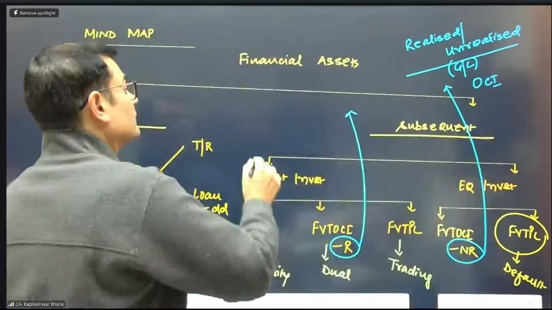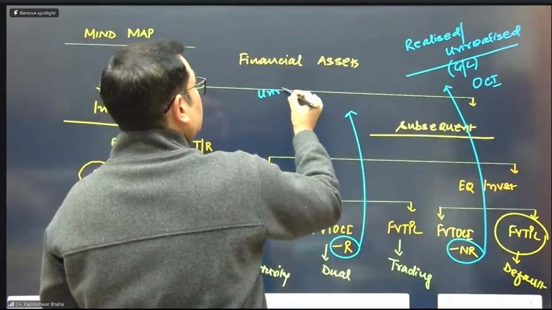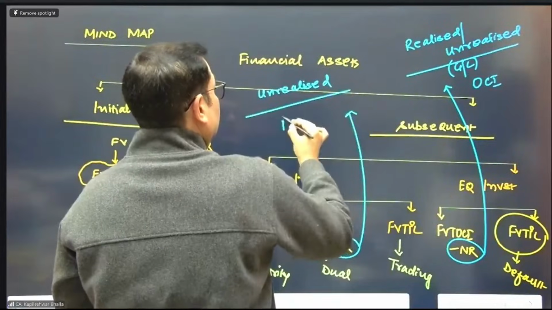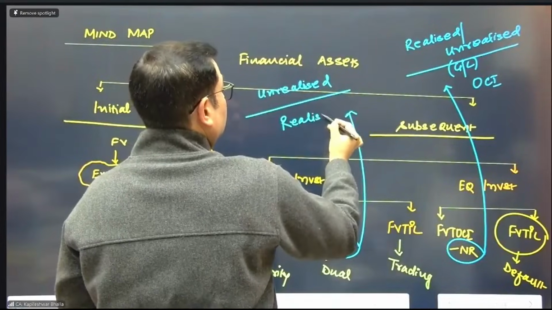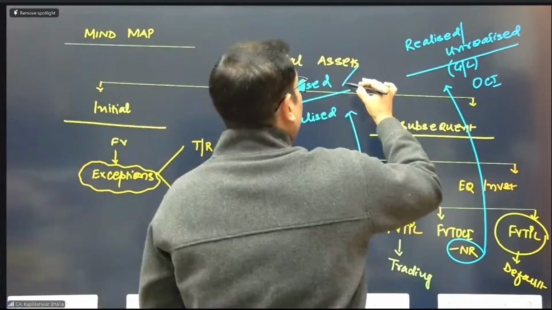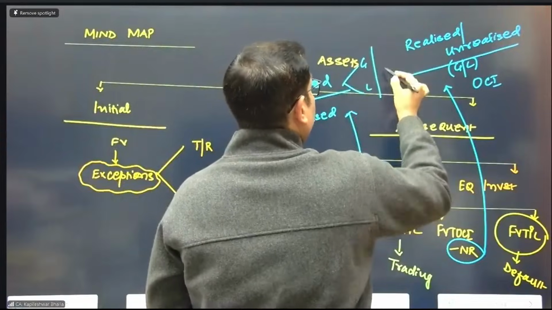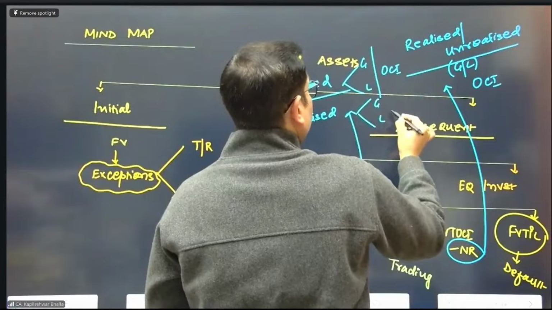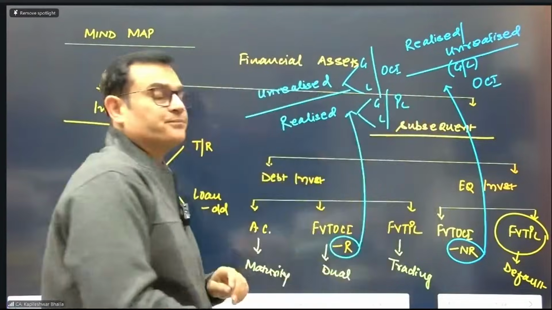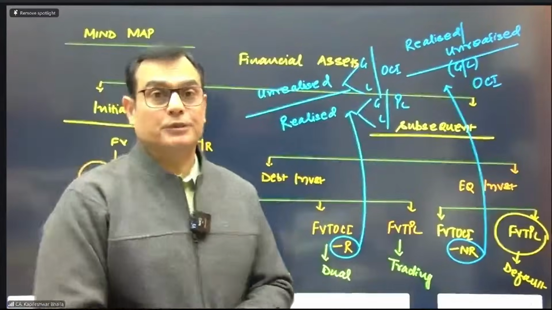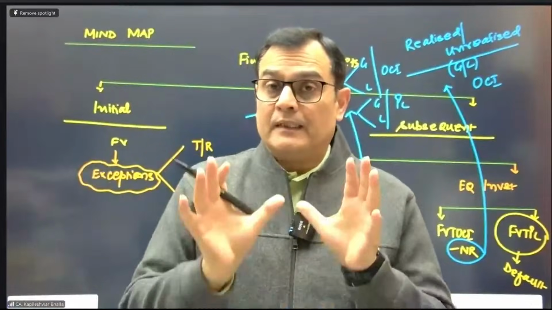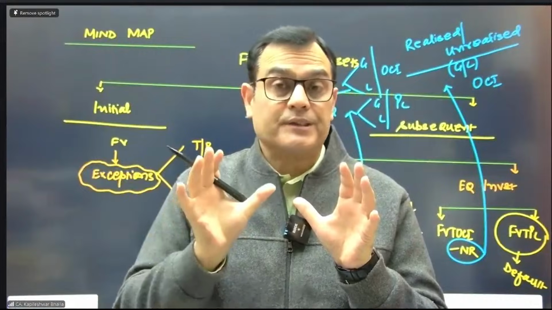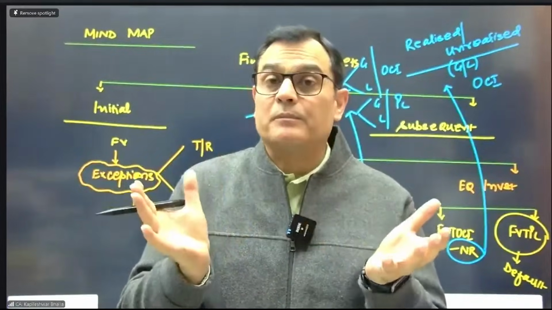But in terms of debt investments, we make a distinction that if it is unrealized, then the accounting is different. And if it is realized gain or loss, the accounting is different. The unrealized gains or losses are taken in other comprehensive income, and the realized gains or losses are taken in the profit and loss. That is one area of distinction which you need to be very clear about. In debt investments, whether the gain is realized or unrealized makes a difference. In terms of equity, it does not make a difference.